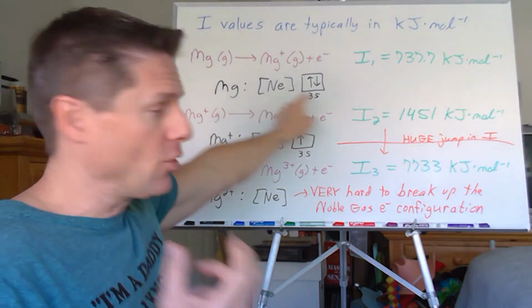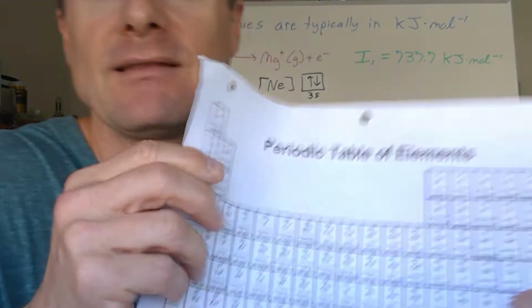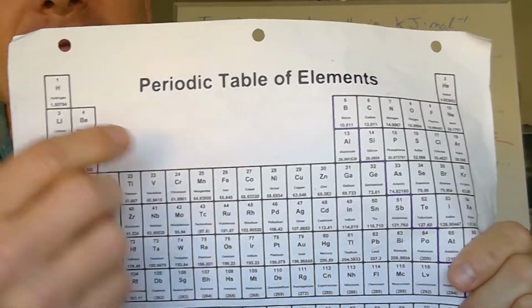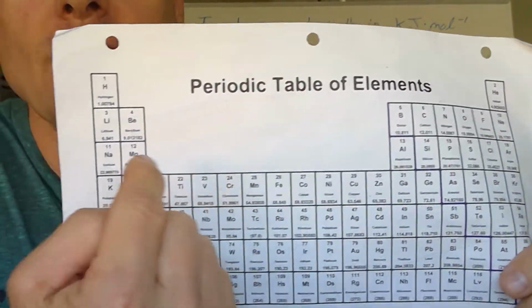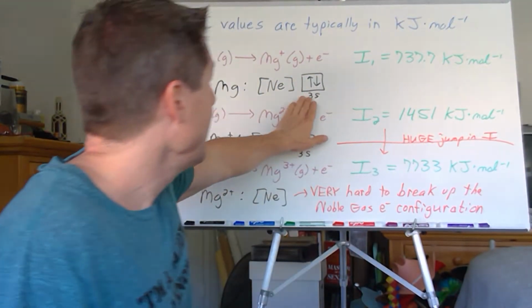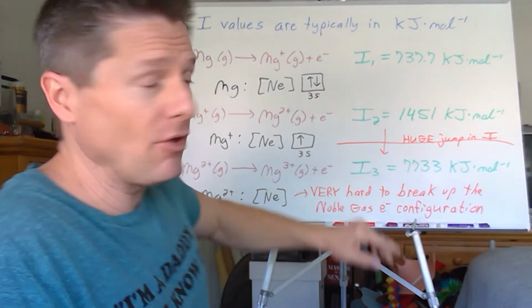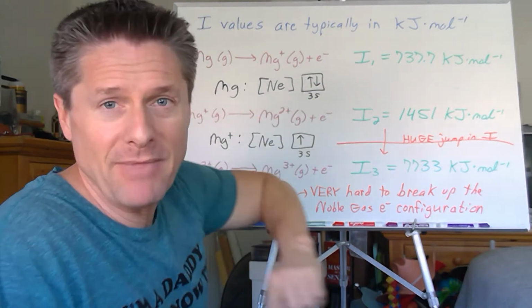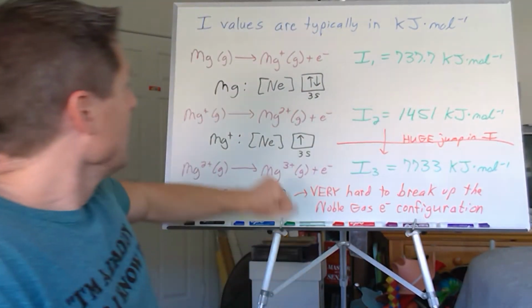So you got the neon core. All right, where'd my periodic table go? So prior to magnesium is neon with 1s2 2s2 2p6 3s2. See that? And that 3s2 subshell's full, so it's going to take a little bit of energy to pop that electron out of there. Bam!